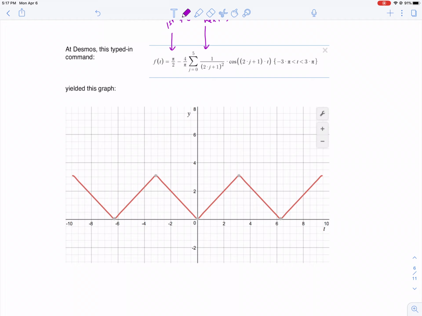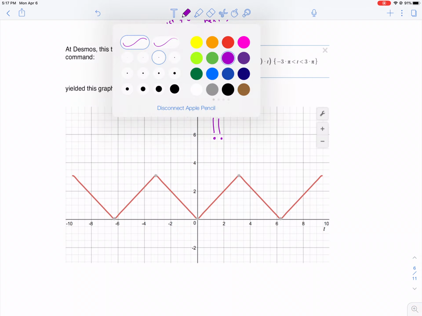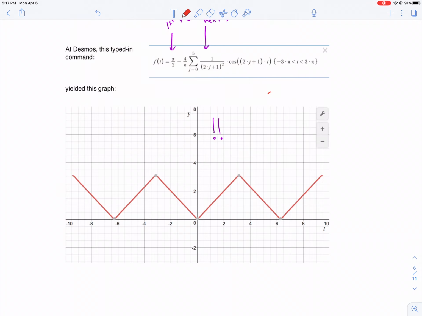And it's amazing. It looks just like the tent function, with just five terms. Now, in this example, the series actually converges uniformly. So as long as n is large enough, you're uniformly close. You're as close as you want all over the entire interval to the tent function.